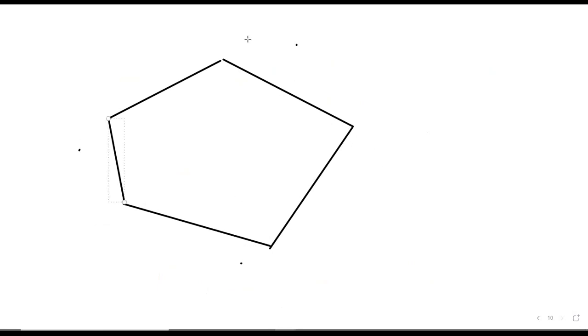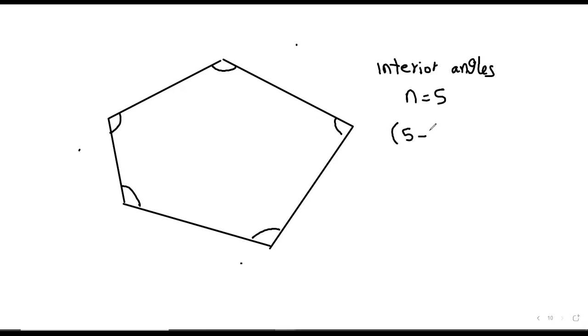So if I have a polygon like this one here, and this polygon is a pentagon, it's not regular, and I asked you to find the sum of interior angles. They are the interior angles. So how can we find all of the interior angles? Because n equals 5, it is going to be 5 minus 2 multiplied by 180. So 5 minus 2 equals 3, and 3 multiplied by 180 is 540.